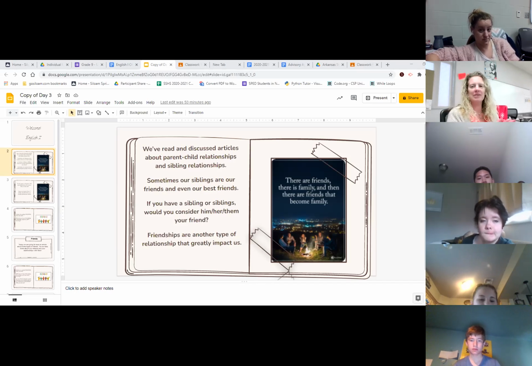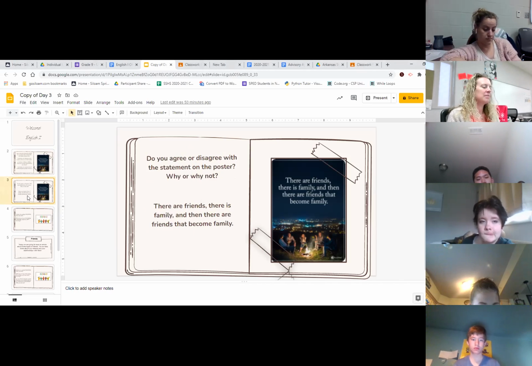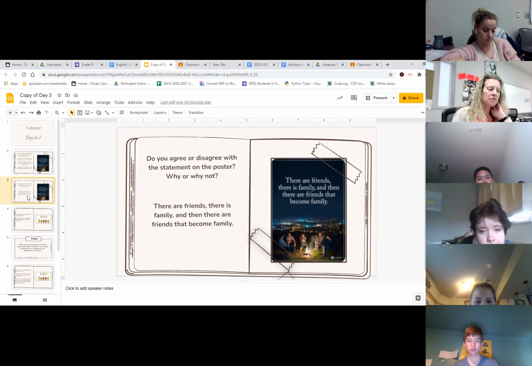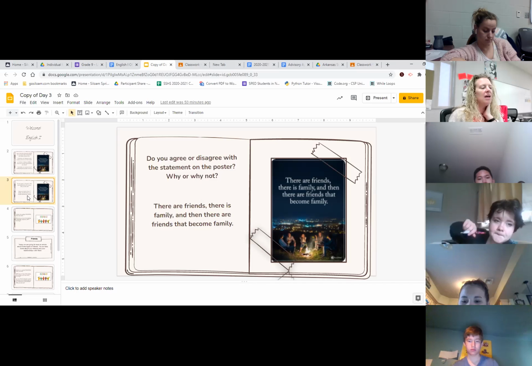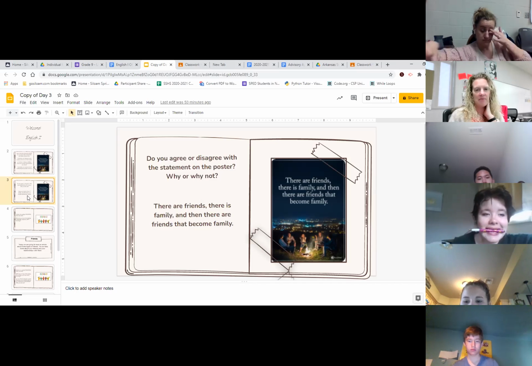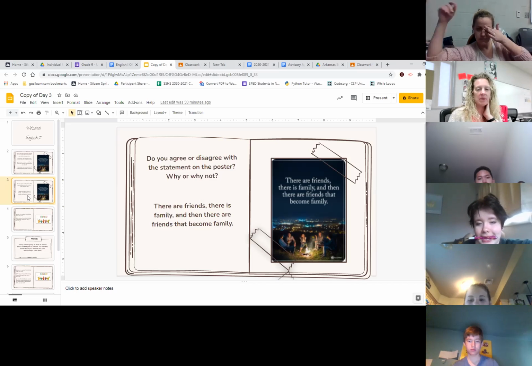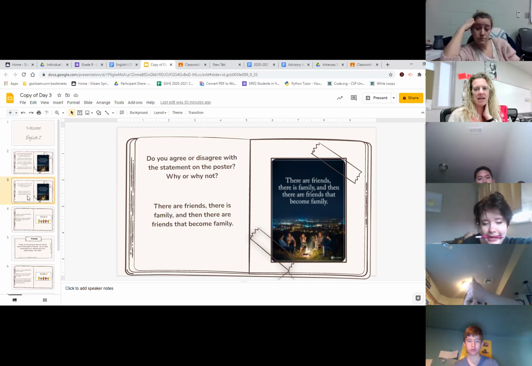But anyhow, because we're talking about relationships, friendship is another relationship that greatly impacts us. It's something that we rely on throughout our lives. So let's take a look at this poster right here. Do you agree with the statement on the poster? There are friends and there is family, and then there are friends that become family. Do you agree with this statement?